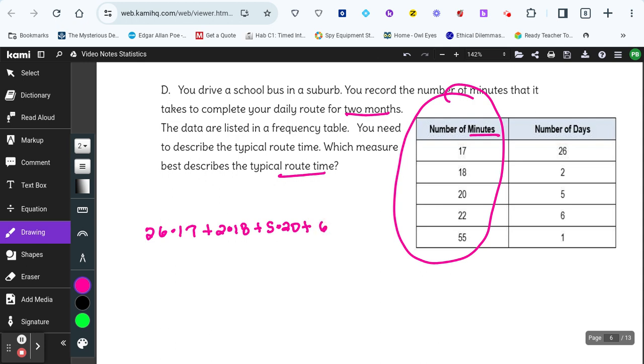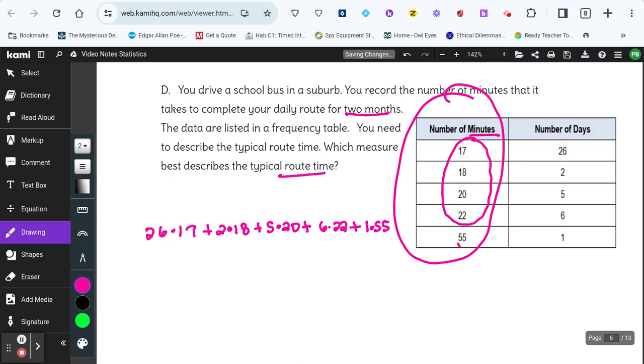6 days, it took 22 minutes. And 1 day, it took 55. Woo! That's definitely an outlier because it had to be a traffic jam or an accident somewhere. Because most of these scores are between 17 and 22, not 55. Something happened that day. Probably there were a lot of worried parents trying to figure out why that bus was that late.